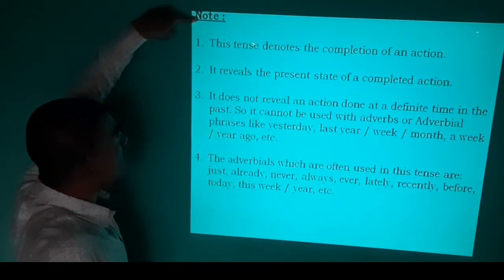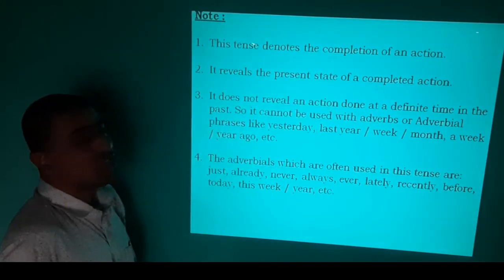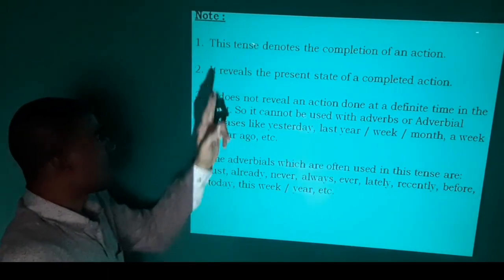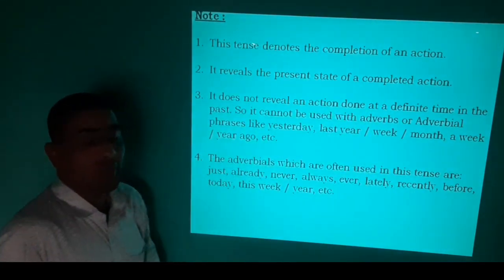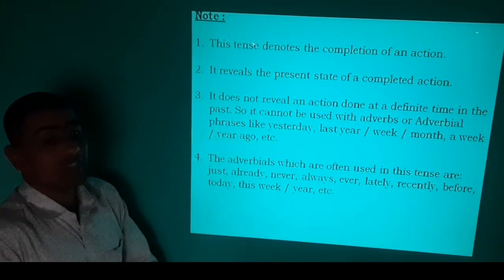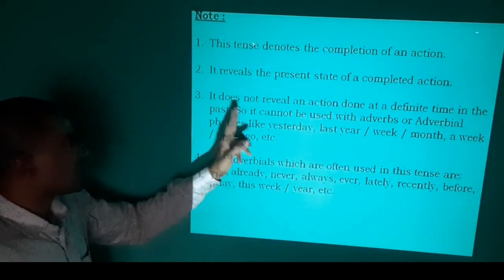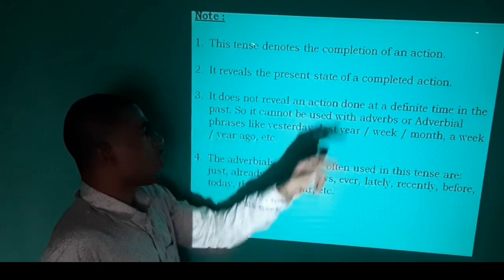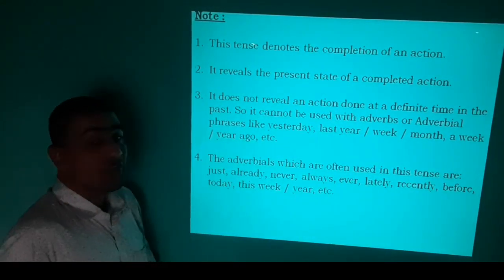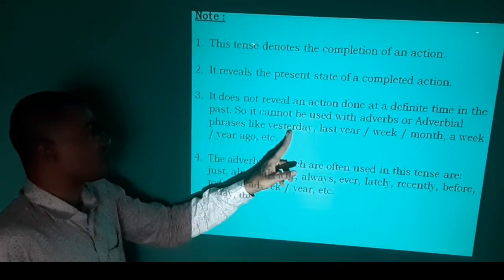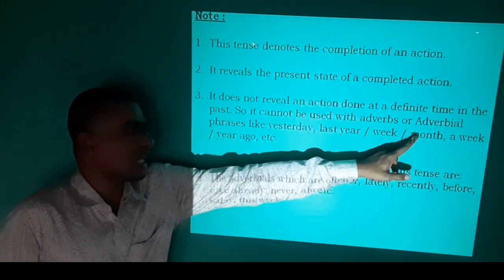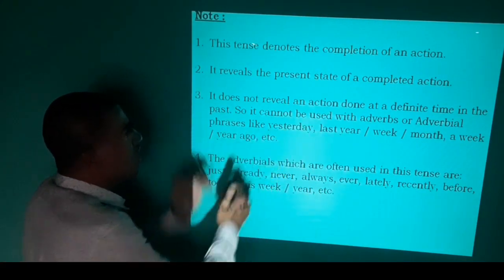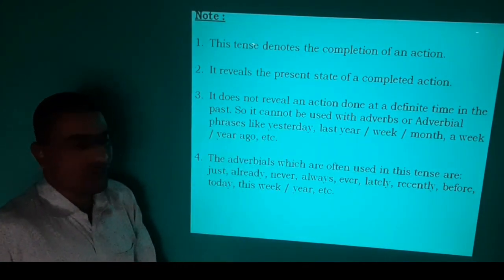If you note here, this tense denotes the completion of an action. It tells completely about the completion of an action. And the second one, it reveals the present state of a completed action. It tells about the present state of that particular action. It does not reveal an action done at a definite time in the past. So it cannot be used with adverbs or adverb phrases like yesterday, last year, last week, last month, a week ago or a year ago. These are words which are not used in the present perfect tense.